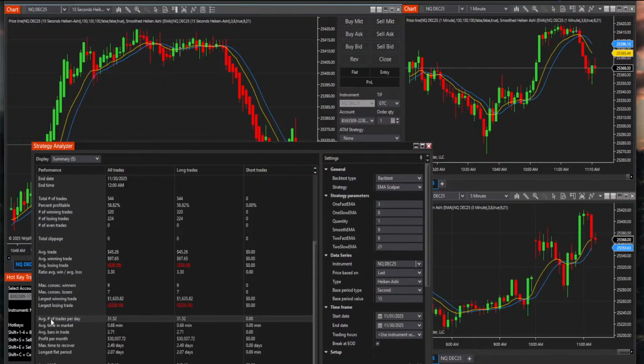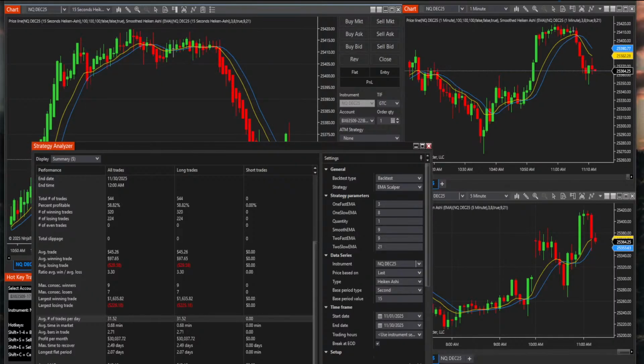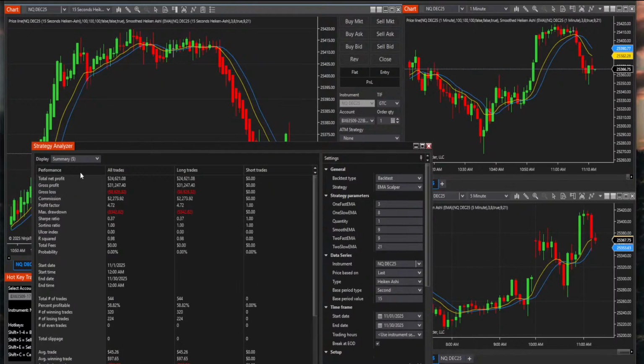Average number of trades per day, about 30 trades a day. That's pretty good. The MAE, the max that goes against, is $43. The highest profit is 134, with average winning trades $100. My MFE is 135, so that's good. It's good, people. Let's take a look at the analysis on this.